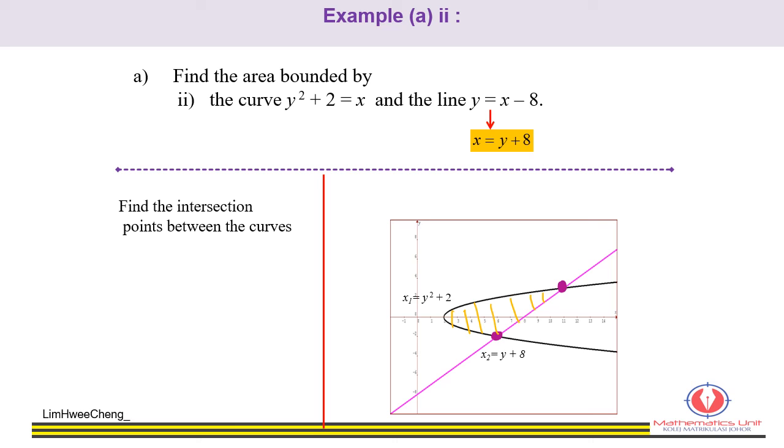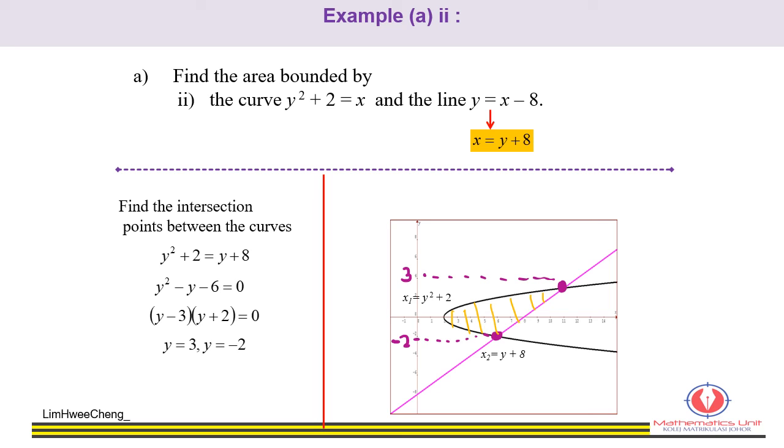We convert both functions with x in terms of y first, because we need to find the y value. We do the comparison and solve it, and we get two values, y equal to 3 or y equal to minus 2. That means we already have the limit for the area. Then step 1, we use the LEWI technique. We draw the LEWI block horizontally, because we are going to use the y limits here.